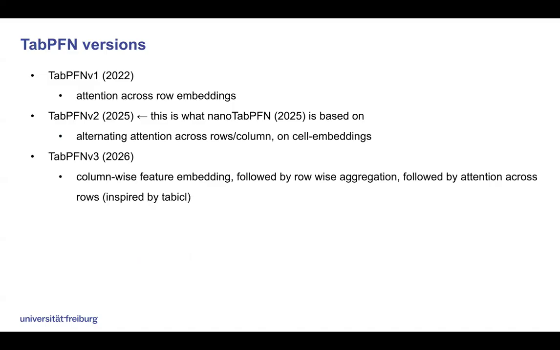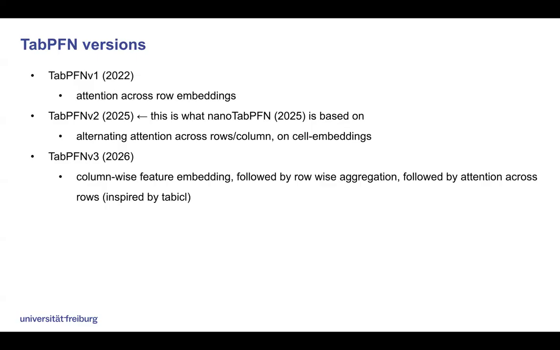Now, when we look at TabPFN, there have been 3 different major versions. The first one was released in 2022. This did attention across row embeddings. So it embedded full rows, and once you had an embedding, we just applied a transformer one-dimensionally across these.